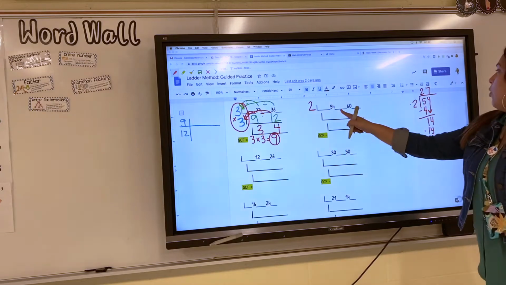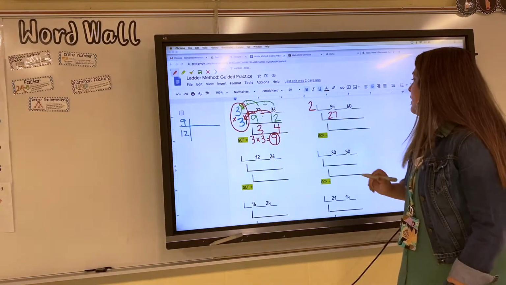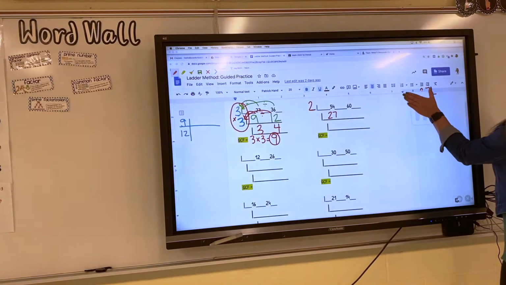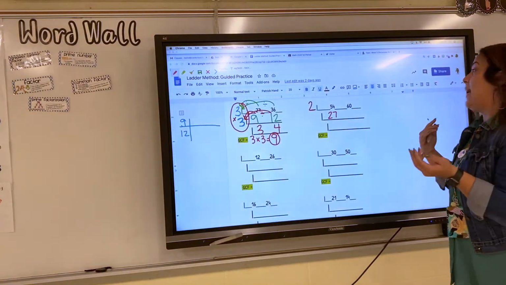So 54 divided by 2 is 27, so we're going to write 27 on the inside. Let me erase this. Now do the same thing for 60 divided by 2.